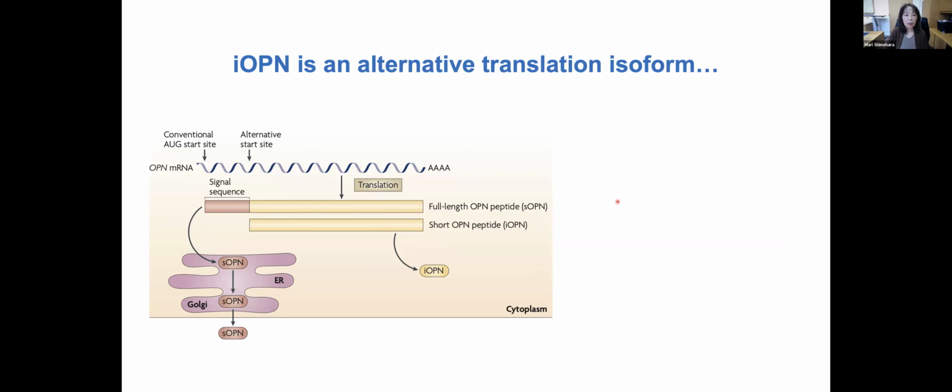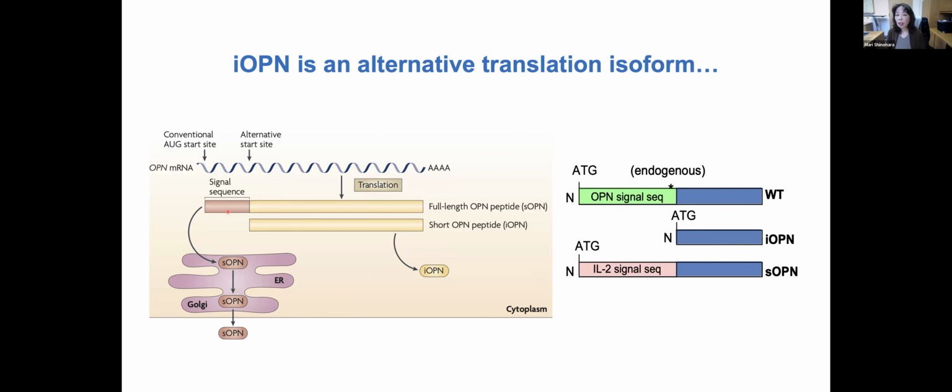So here is iOPN and then sOPN generation, with or without signal sequence, just because of alternative translation start position. And then how we made iOPN only or sOPN only expressing system. So if you look at the first one, this is endogenous OPN. As I told you, there is an OPN signal sequence here, and then around the N-terminus, there is an alternative translation start site, also shown here.